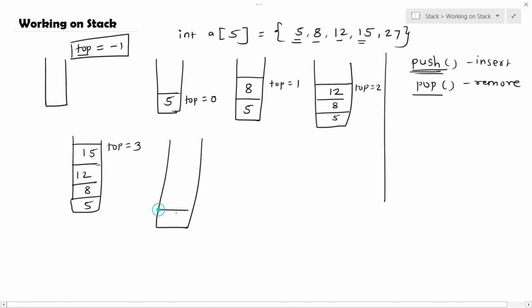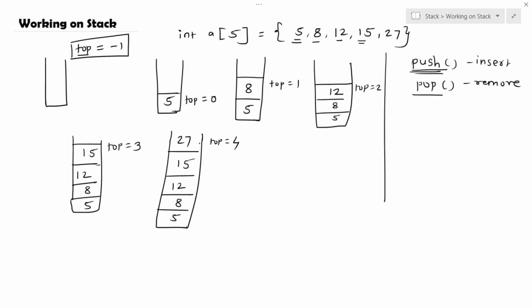Now again insert the last element. So already we have 5, then 8, then 12 and 15, and top is pointing to 15, that means the value of top is equal to 3. Then increment top by 1. So here the value of top is equal to 4, and insert the element, that is 27, into the stack. In this way we can represent the stack in memory.